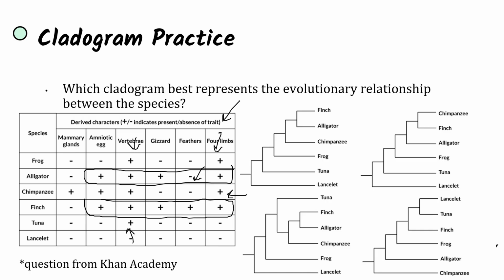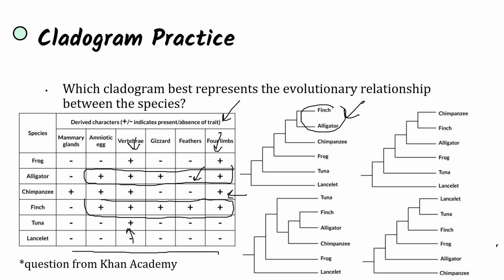And lastly, the lancelet doesn't have any of the shared derived characteristics. So as we can see, our lancelet is going to be our most distant. Its evolution is not going to have occurred and given the lancelet these shared derived characteristics. But we do know that the alligator and the finch are going to be the most closely related. So as you can see here, this cladogram will represent that relationship of the finch and the alligator being closely related, with the finch having evolved feathers.